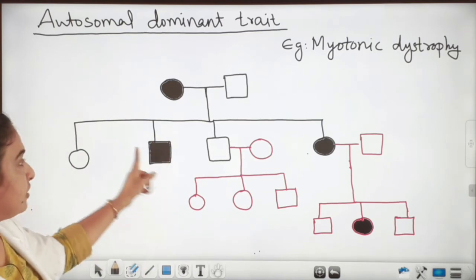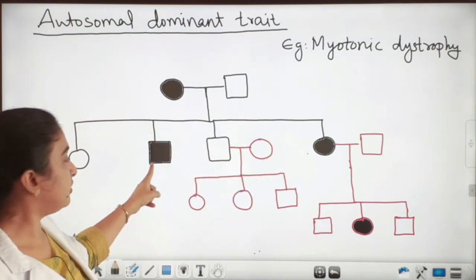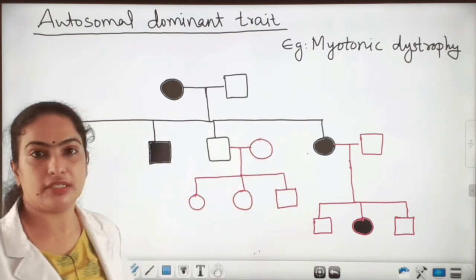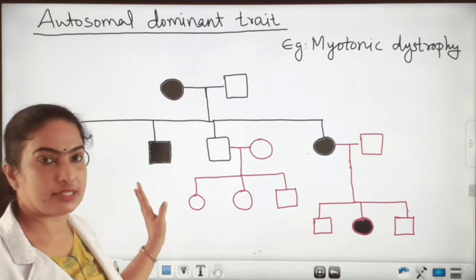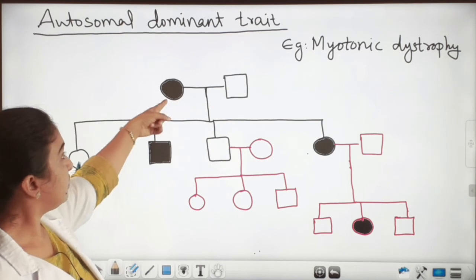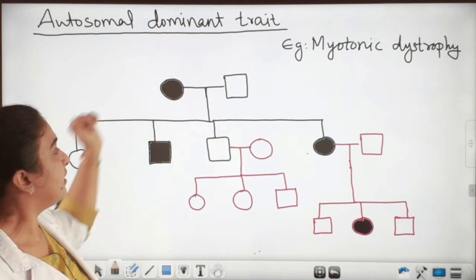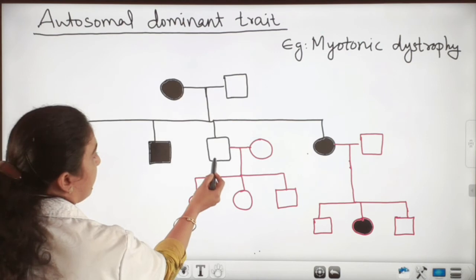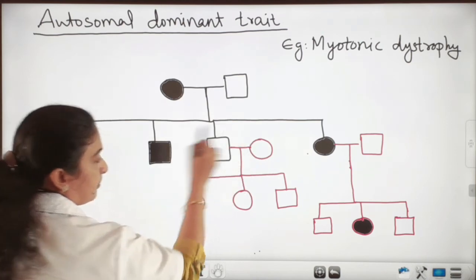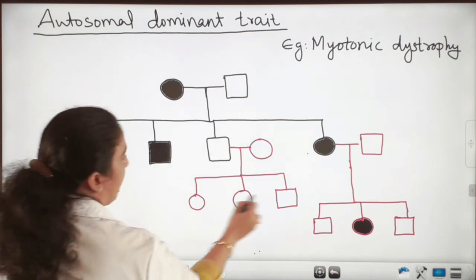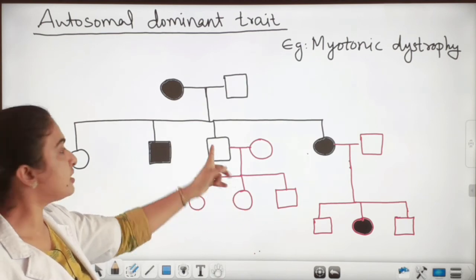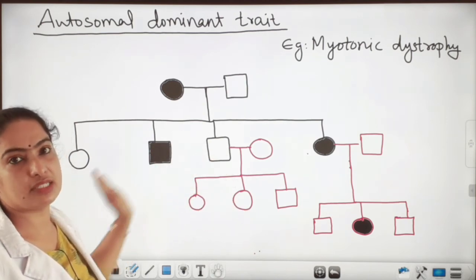So out of these 4 children, 2 children, 1 son and 1 daughter, are suffering from myotonic dystrophy, just like the female parent. So this is a dominant trait. So this is expressed in the parental generation. Here this unaffected son marries an unaffected lady. So they are having 3 children. They are free from myotonic dystrophy because the son is also free from the disease.